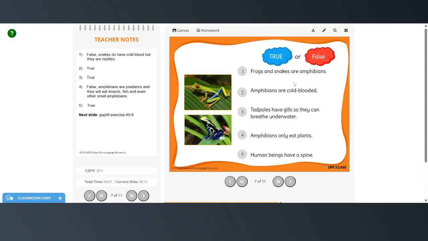So, frogs and snakes are amphibians. That's false. Snakes do have cold blood, but they are reptiles. Amphibians are cold-blooded. That's true. Tadpoles have gills so that they can breathe underwater. That's true. Amphibians only eat plants. That's false. Amphibians are predators and they will eat insects, fish, and even other small amphibians. And human beings have a spine. That is true.